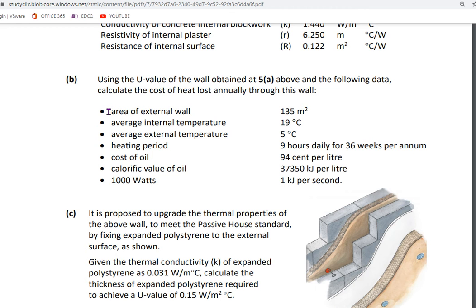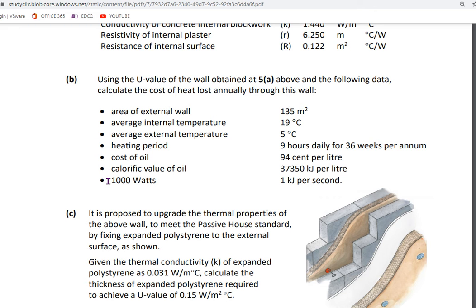The external wall area is 135 metres squared. The average internal temperature is going to be 19 degrees inside the house. It's going to be an average of 5 degrees outside throughout the year. The heating period is going to be on for 9 hours a day, 36 weeks a year. The cost of 1 litre of oil is 94 cents, and the calorific value of oil is 37,350 kilojoules. That's how much energy you get out of 1 litre of oil when you burn it.